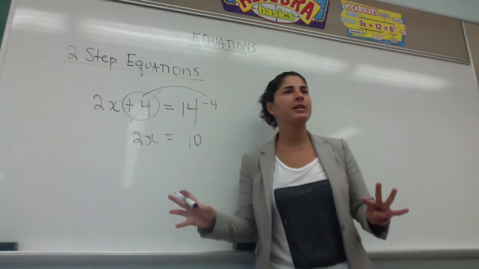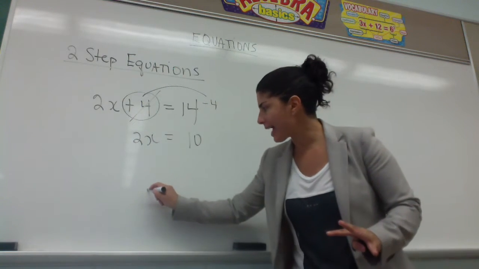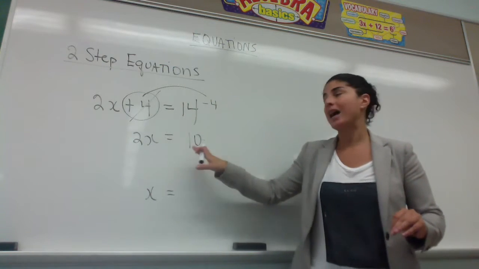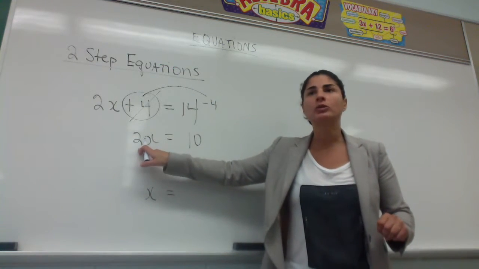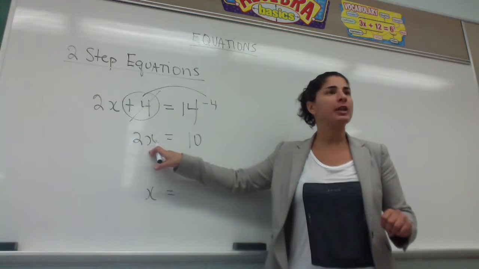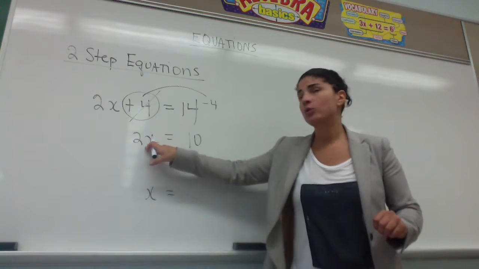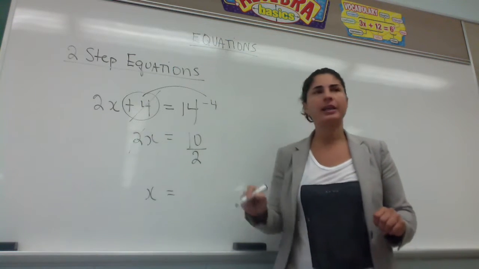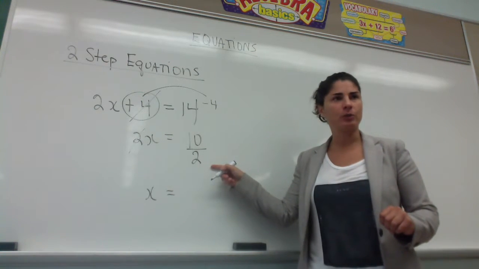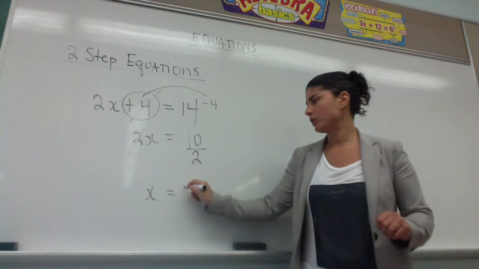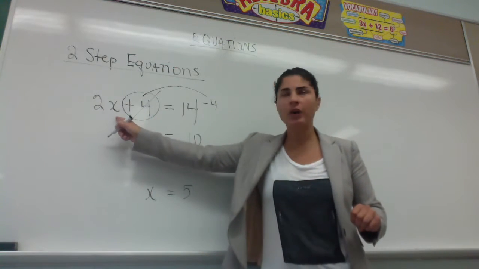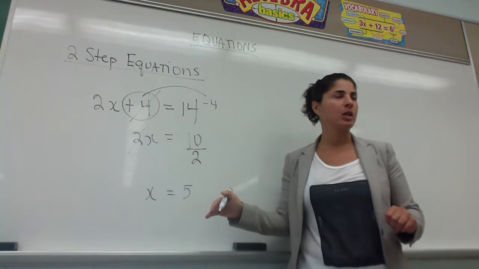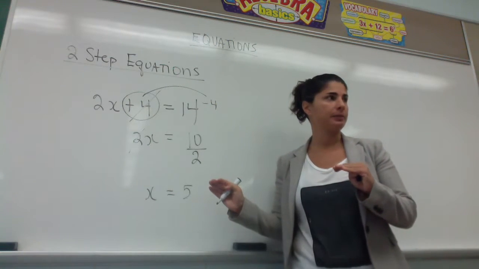What's my objective? My objective is to get x is equal to something. Right now I have 2x is equal to, I need to remove this 2. Well, this 2 is a multiplication. So to remove it, I need to divide by 2. So I removed it by doing a division of 2, giving me x is equal to 5. Now, is it true? 2 times 5 is 10 plus 4 is 14. It's a two-step equation. Most of the time, you'll see this.